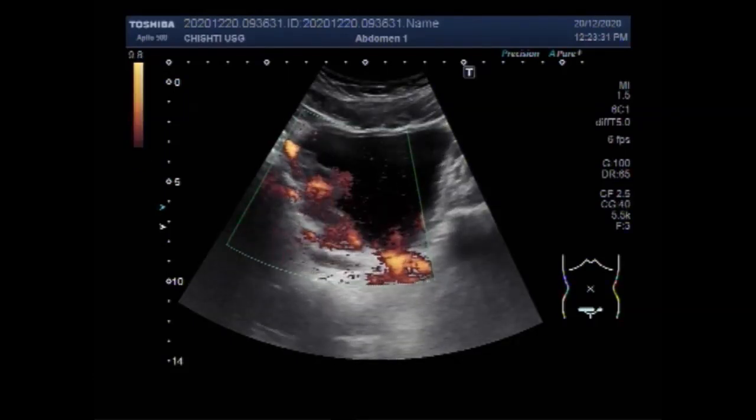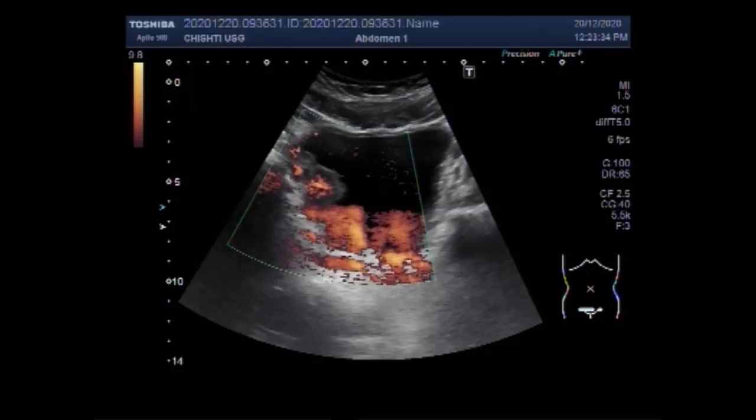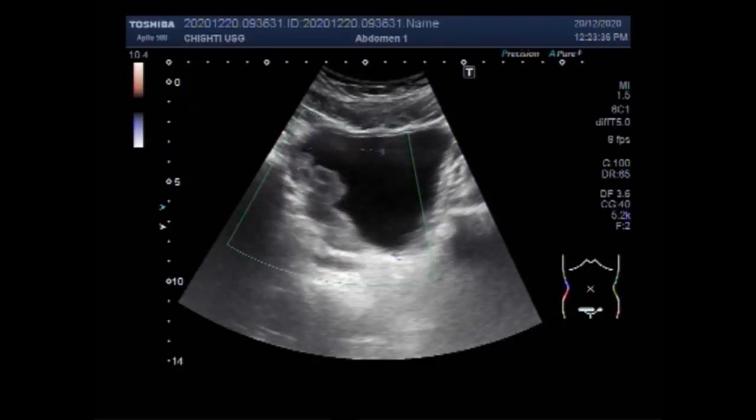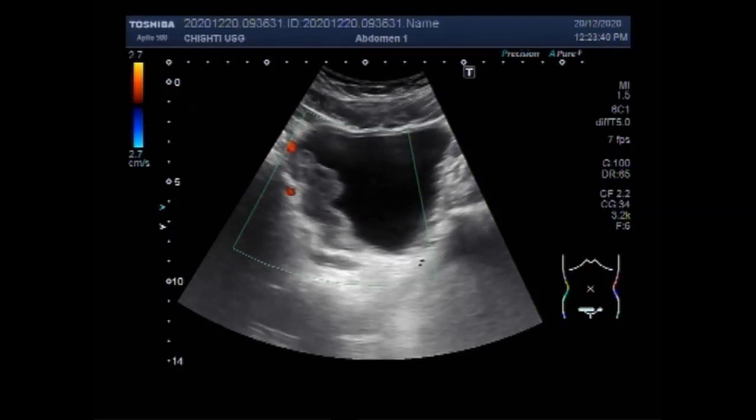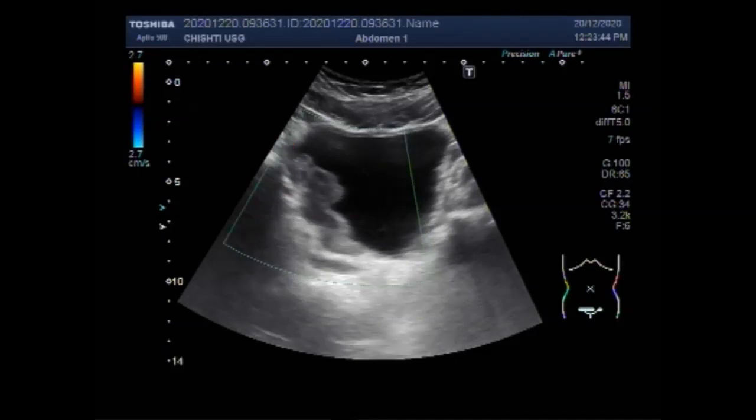Now you can see there's significant blood flow in the mass. Tumors can be either benign or cancerous. Bladder cancer or bladder tumors are relatively common, and most bladder tumors are cancerous.